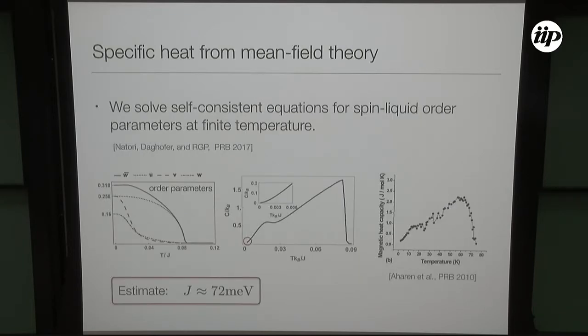So what we did after this was to try and calculate some properties that we can predict from this theory for the spin orbital liquid. The first thing was to calculate the specific heat at finite temperatures. And basically what we do is that we solve self-consistent equations for the spin liquid order parameters at finite temperature.